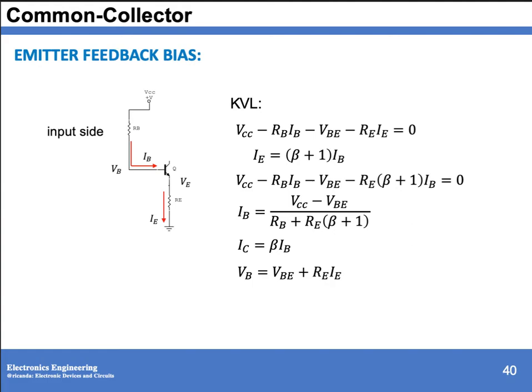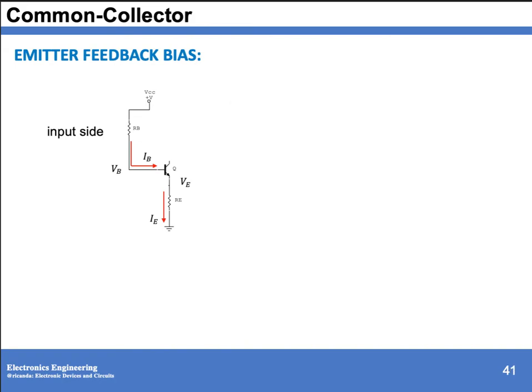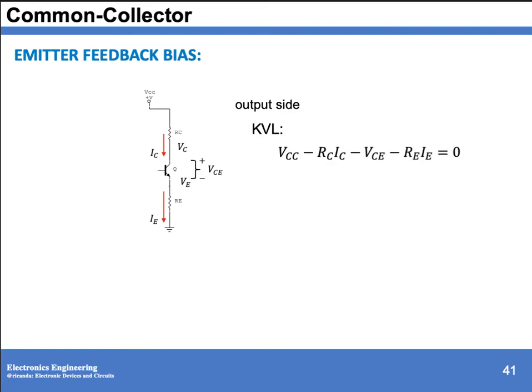Solving for your voltage at the base, that is voltage base-emitter plus the voltage drop across RE. And voltage at the emitter is equal to RE times IE. So at the output side, that is our VC, collector to emitter voltage, applying your KVL, we have VCC minus RC IC minus VCE minus RE IE. We know already IC and IE, therefore we can solve for your VCE. And your VC is equal to your VCE plus your voltage at your emitter.